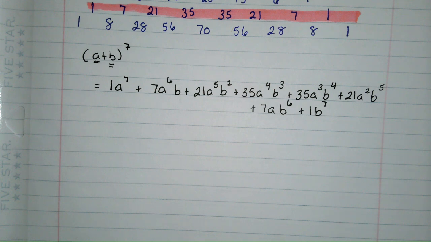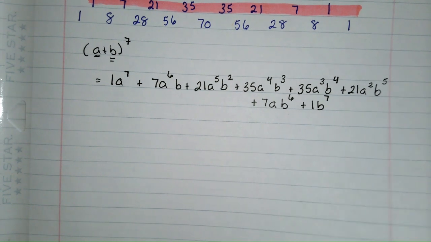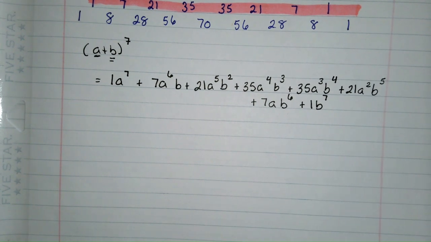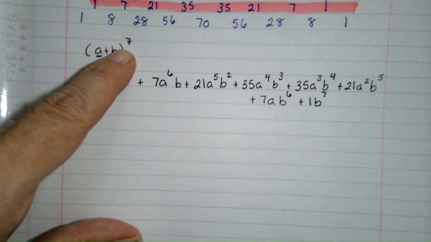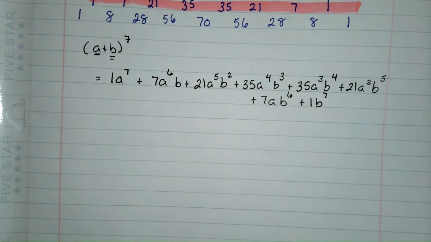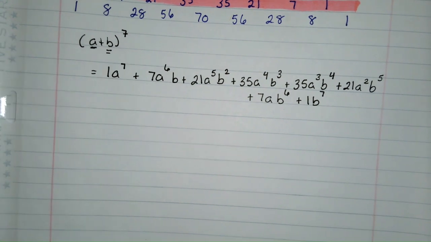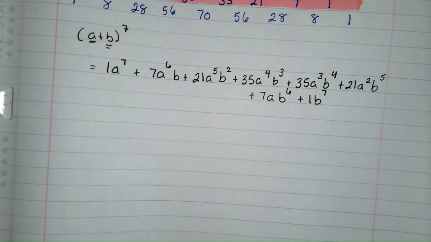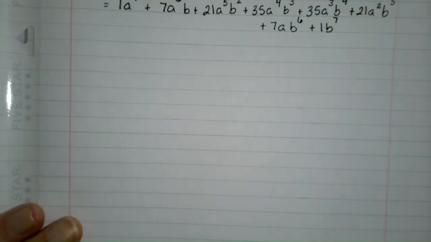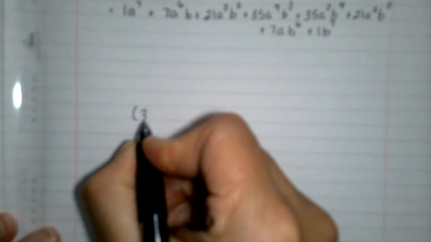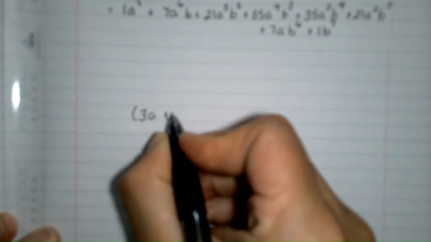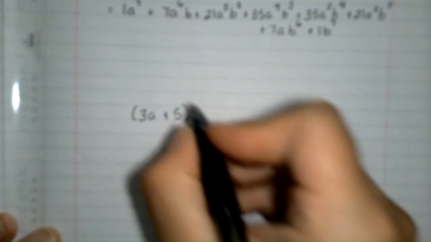So think about that. If you noticed that because it was to the 7th power, we wound up with 8 terms. Anytime you have to expand to a power, you're going to wind up with one more term than your exponent. Let's think about this one. 3a plus 5 squared.